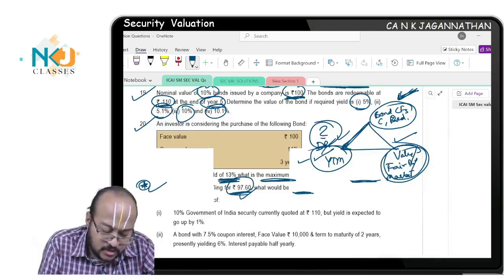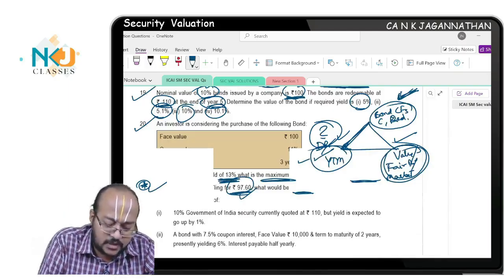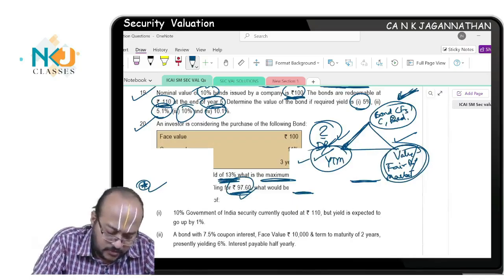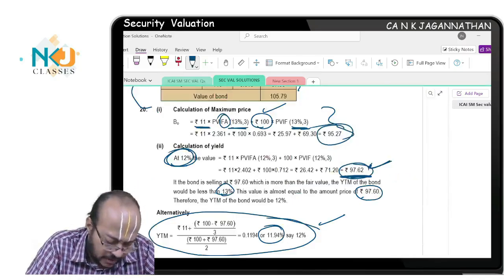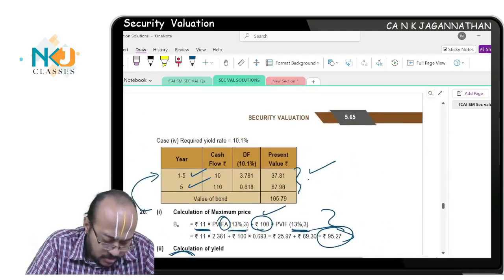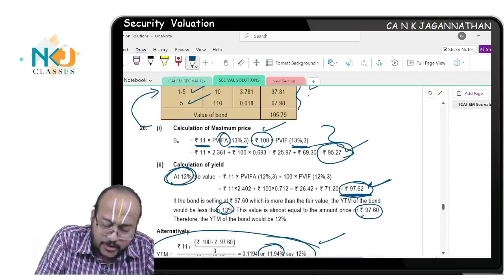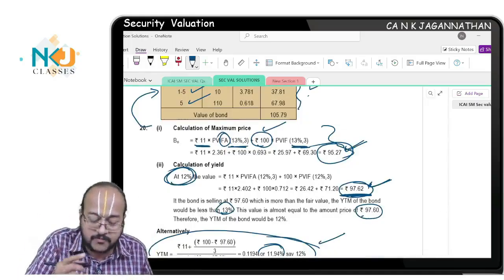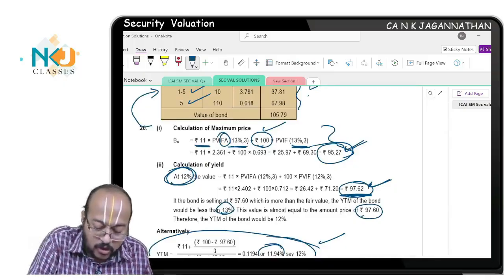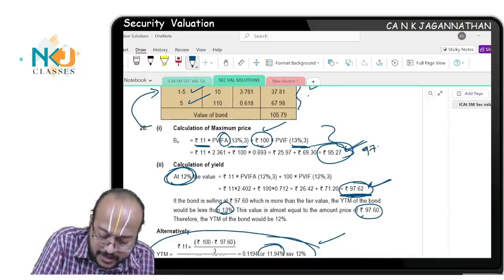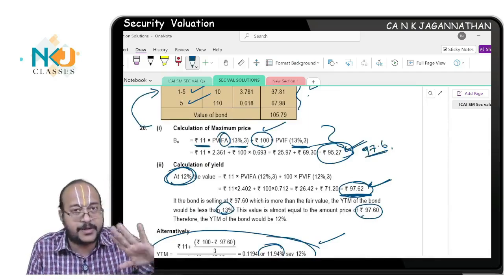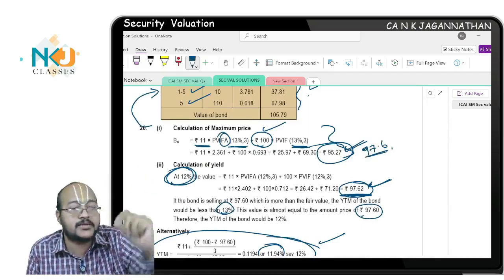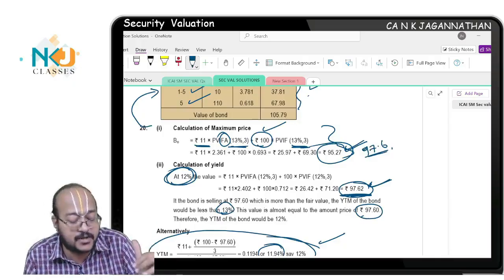At 13%, what is the value per share? We found some number, correct? See, at 13% YTM, the value comes to 95.27. They are asking, what is the YTM when the market price is 97.6? Which means the price has increased, so the YTM should be lesser than 13%.